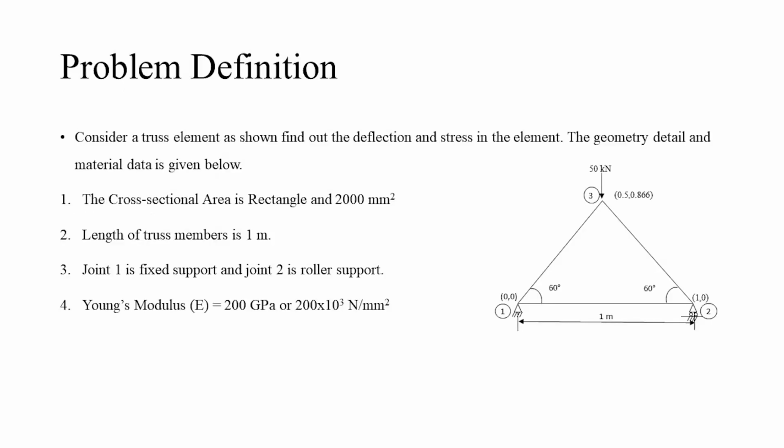The problem definition is as follows. The truss member is subjected to a vertical force of 50 kilonewtons. One end has fixed support and the other end has roller support. The cross-section area and material properties are given. The objective is to find the displacement of the node and stresses in the members.